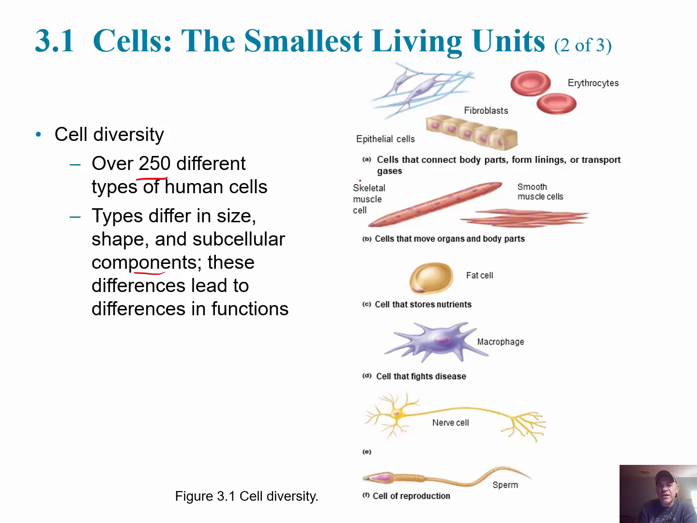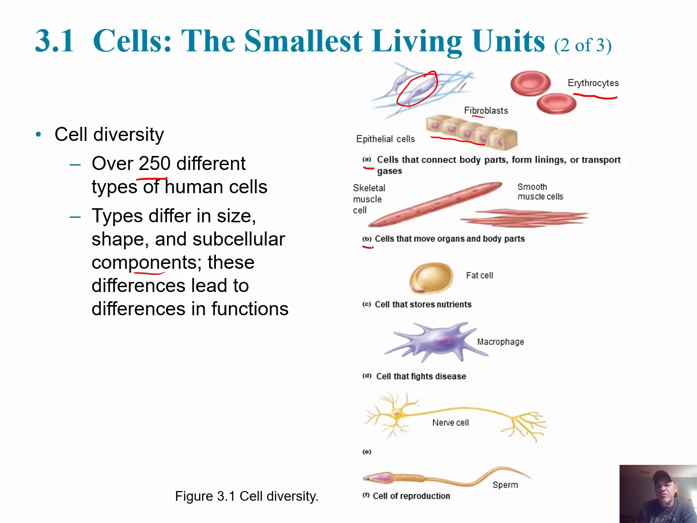So looking at some different groups of cells by category, in A here we have cells that connect body parts, form linings, or transport gases. So the erythrocytes, for example, which are red blood cells, transport gas, and they have this unique disc shape. They also lose their nucleus during development. We have fibroblasts, these cells right here, and they do like it sounds. These are fiber makers. You can see the protein fibers they make. And then we have epithelial cells, which line or cover structures.